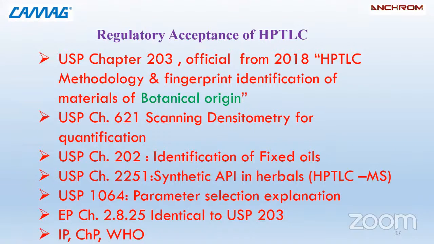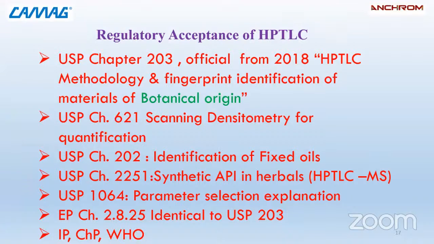That means you can follow all the guidelines and all the standardized parameters given in this chapter for the analysis of herbal ingredients by HPTLC. There is USP chapter 621, which mentions the use of a scanner for quantification. There is USP chapter 202, for identification of fixed oils, in which they have standardized the method for analysis of 14 different oil samples. There is USP chapter 2251, for identification of synthetic API in herbals. And there is USP chapter 1064, which talks about parameter selection explanation.